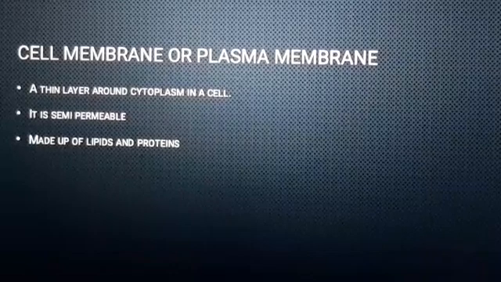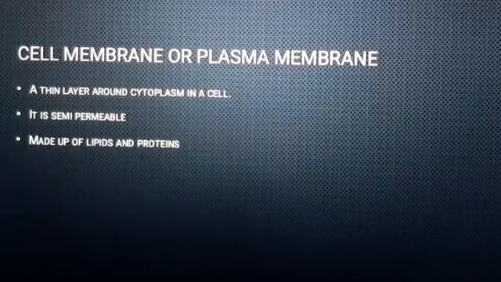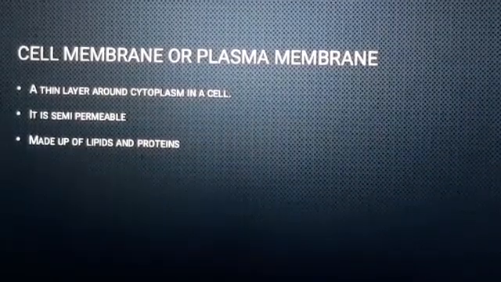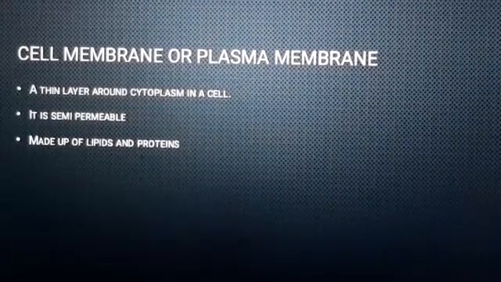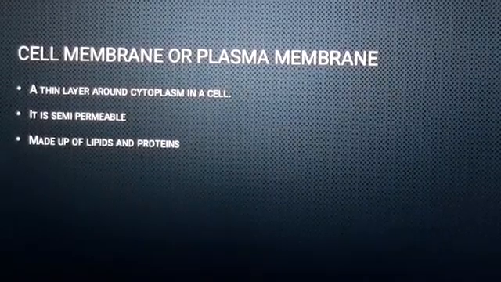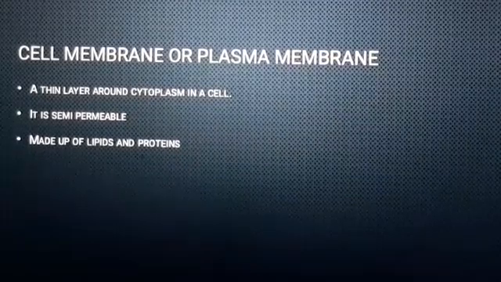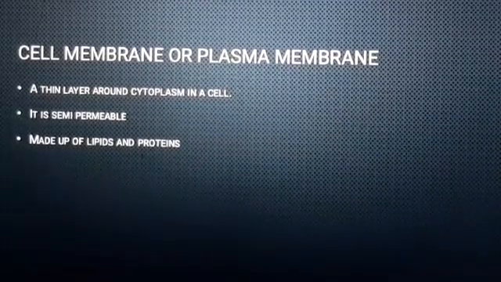Besides this, the cell membrane is semi-permeable in nature. Semi-permeable means it allows only a few substances to pass through it and restricts the entry of others. It means only selected particles are allowed to cross the plasma membrane and enter into the cytoplasm.